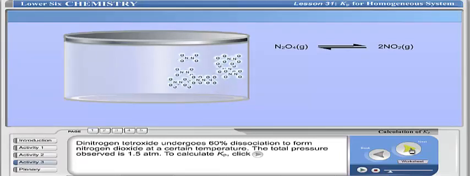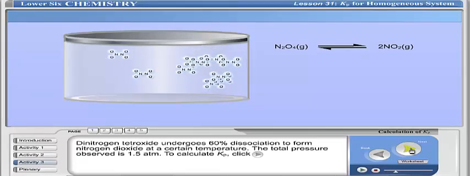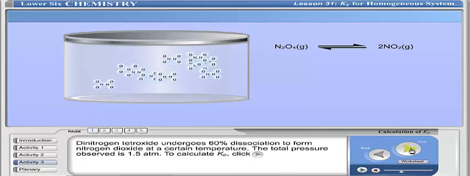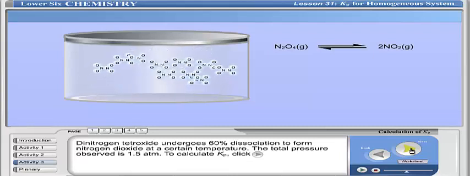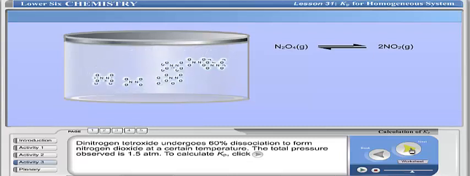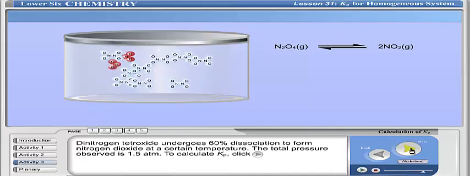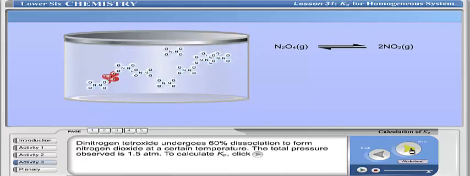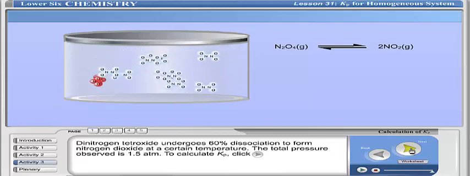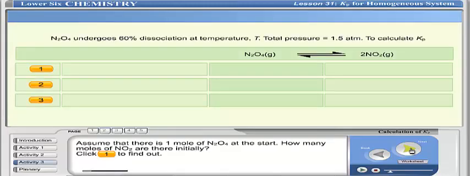Dinitrogen tetroxide undergoes 60% dissociation to form nitrogen dioxide at a certain temperature. The total pressure observed is 1.5 atmospheres. To calculate Kp, click Next. Assume that there is 1 mole of N2O4 at the start. How many moles of NO2 are there initially? Click the button 1 to find out.